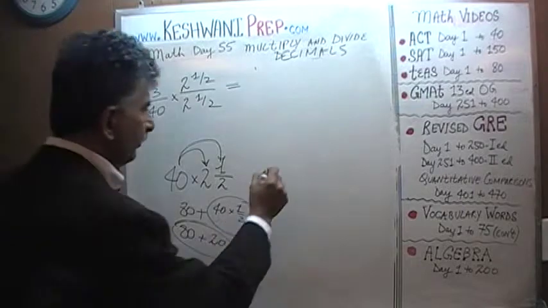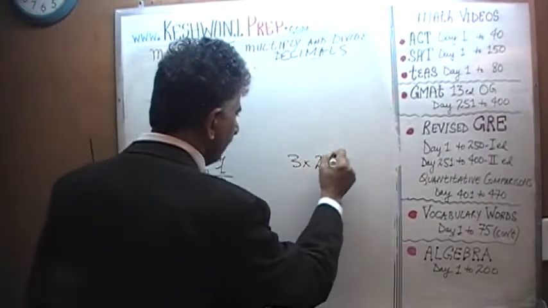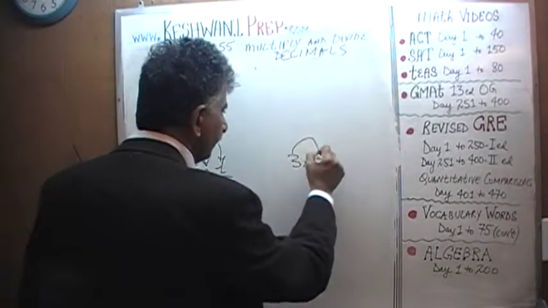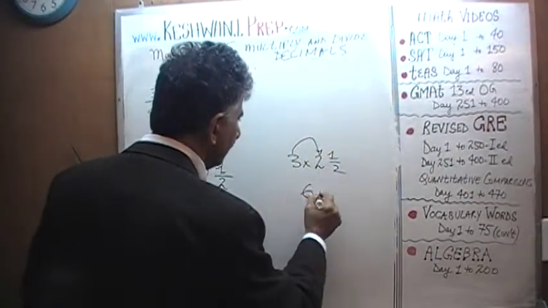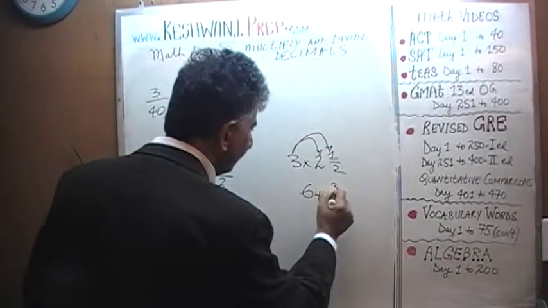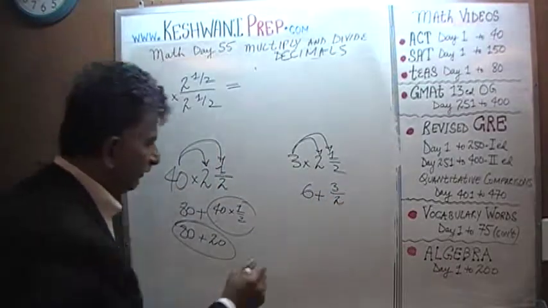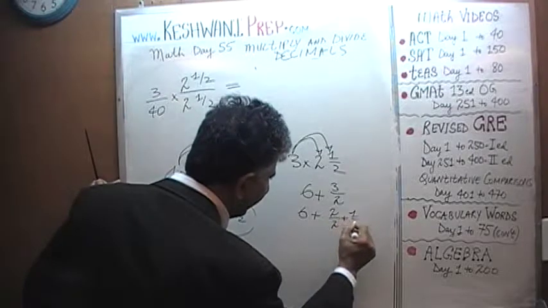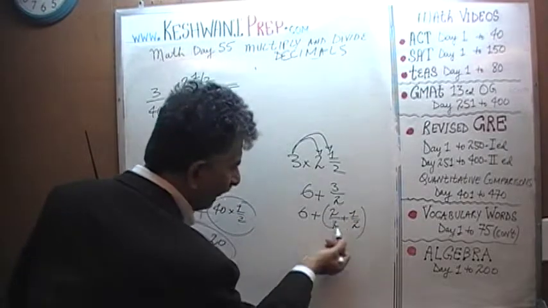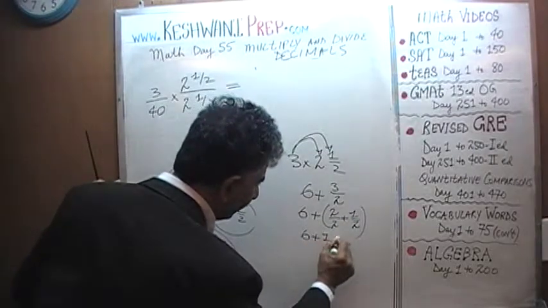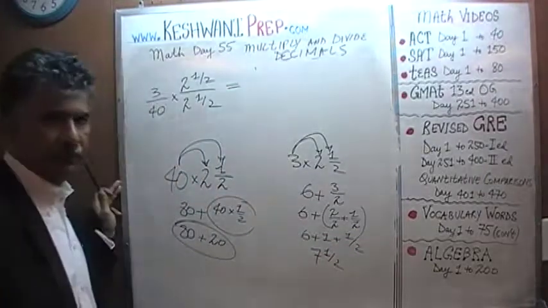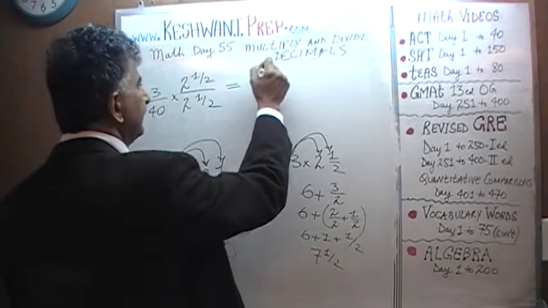3 times 2.5. How much is it? Well, how do I know? Let's find out. 3 times 2 is 6, plus 3 times half is 3/2. 3/2, of course, can be written as 2/2 plus 1/2. And 2/2 is just 1, so it's 6 plus 1 plus 1/2, which is the same as 7.5.